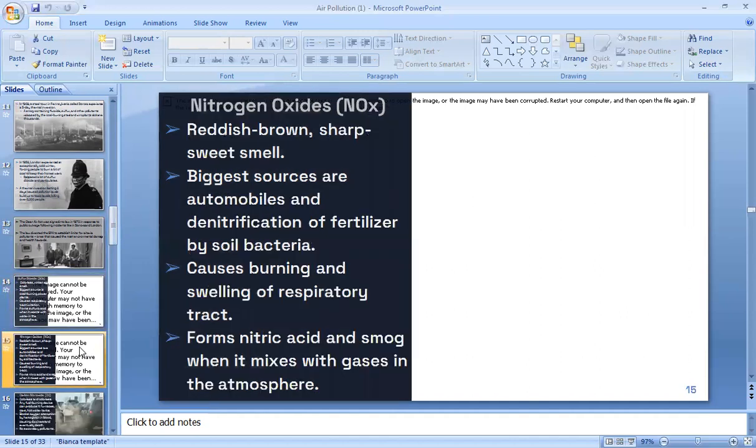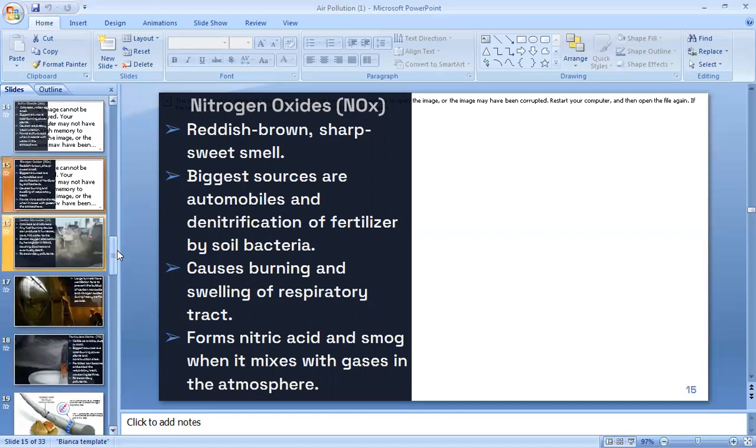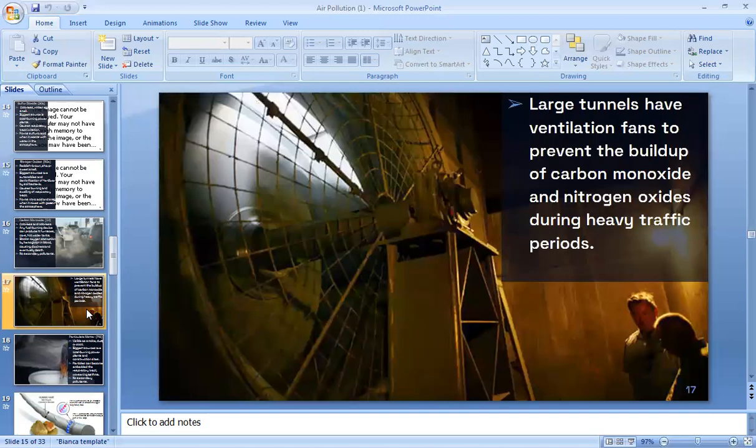Nitrogen oxides, NOx, are reddish brown with a sharp, sweet smell. The biggest sources are automobiles and fertilizers. They cause burning and swelling of the respiratory tract, and form nitric acid and smog when mixed with other gases. Large tunnels have ventilation systems to prevent the buildup of carbon monoxide and nitrogen oxide during traffic periods.